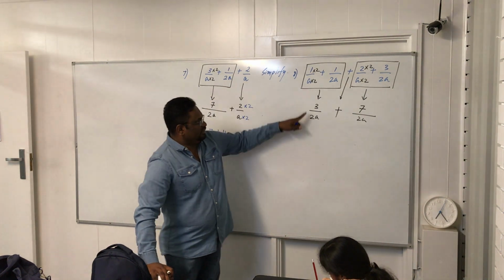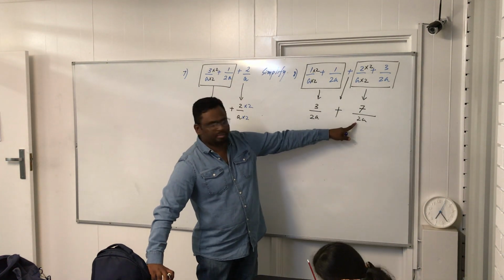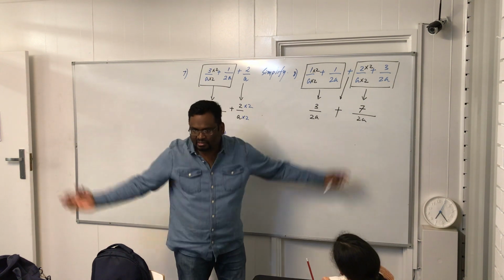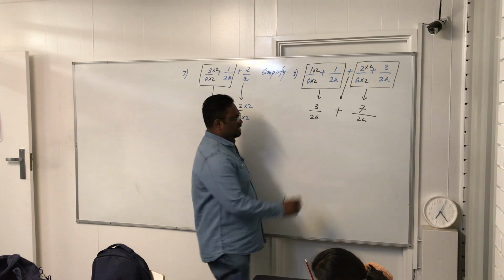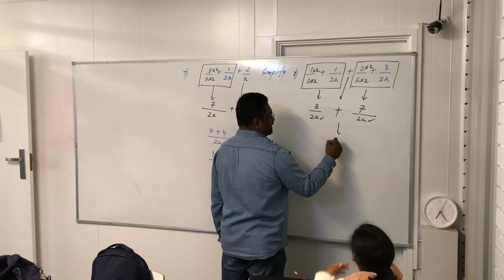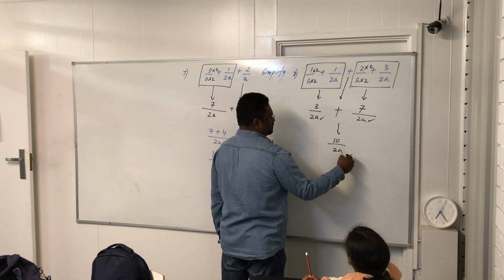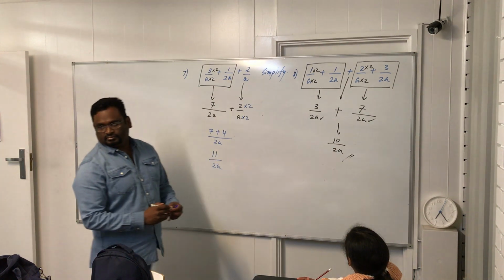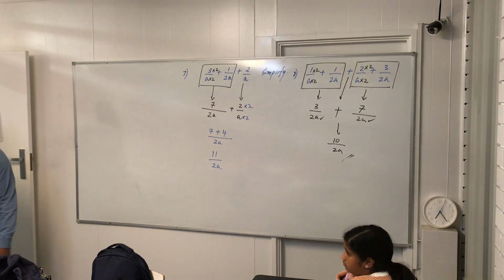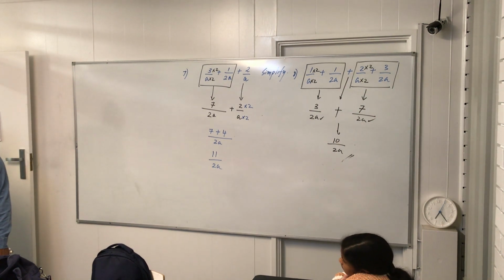Now 3 divided by 2a, 7 divided by 2a, denominators are equal, right? You can blindly add it now. If the denominators are equal, you can add it. 3 plus 7, 10, 2a. Is it hard? No. It's not hard. Math is not hard at all, I'm telling you.